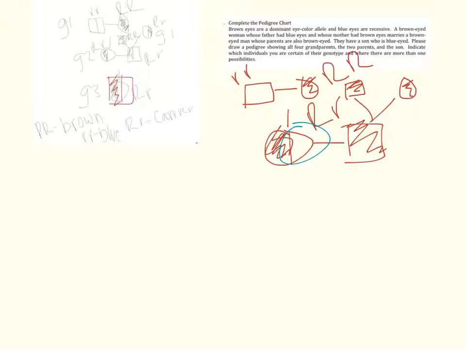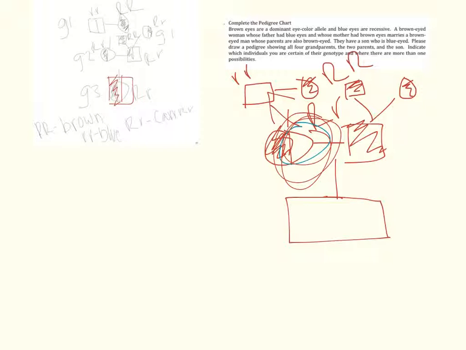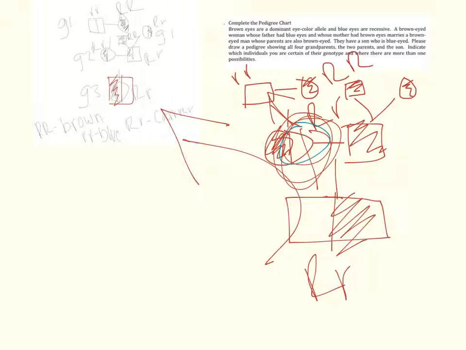And then it reads that they have a son who is blue-eyed. So obviously his blue eyes come from the dad's side, because she still carries it, and she's giving it to him. But he still carries the brown-eyed dominant allele, so he is Rr too. Well, they're all Rr, but he is heterozygous. So that's how I got that. That may not be right because I just figured something out.